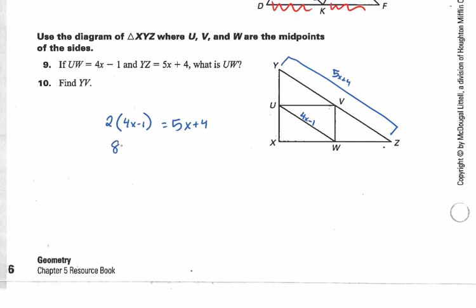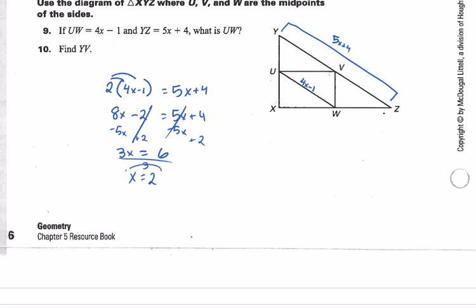So then I multiply through and get 8x minus 2 using my distributive property. And I solve for x, so I subtract 5x and I get 3x, and then I add 2 to both sides. I do that in one step. So that's 6. And x equals 2 once I divide by 3.